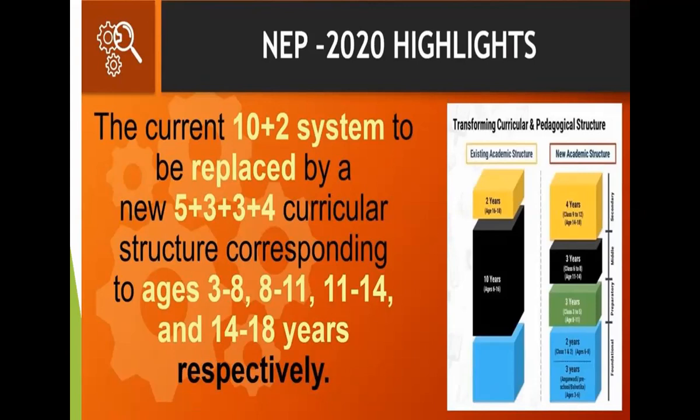Now, what is this? In the present system, we have 10 plus 2. What is the 10 plus 2? 10 years of schooling and then higher education, plus 11th and 12th. This is how we go through the existing academic structure. Now we go through the new academic structure.